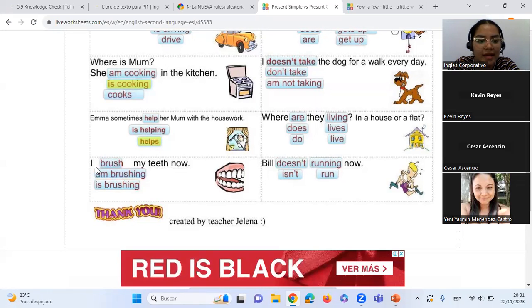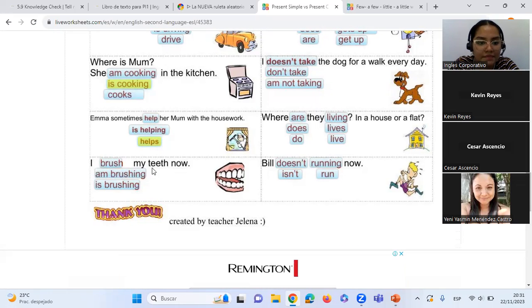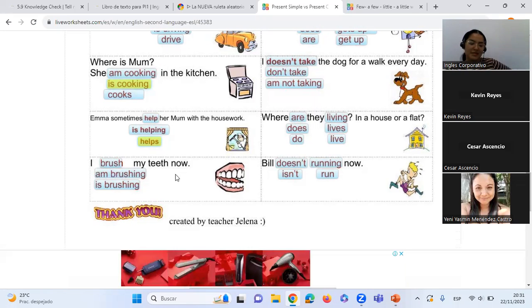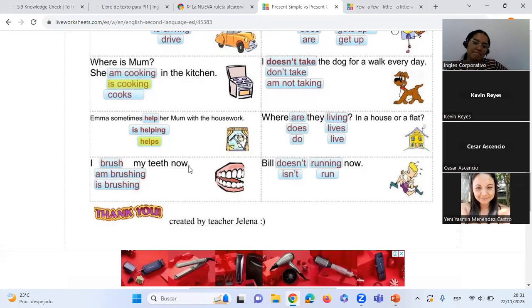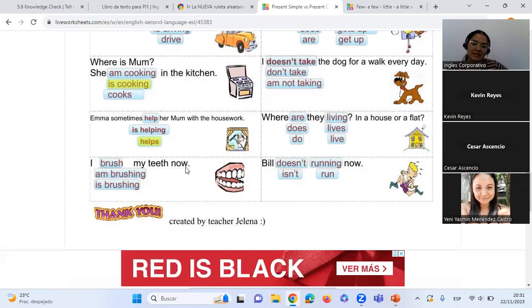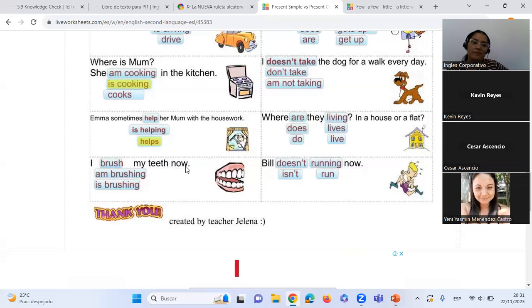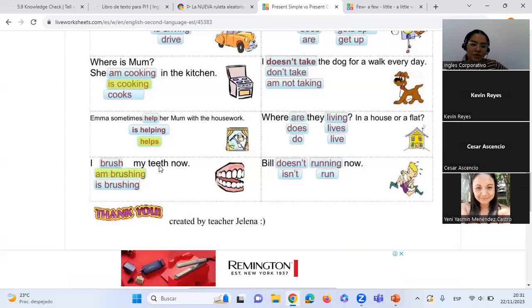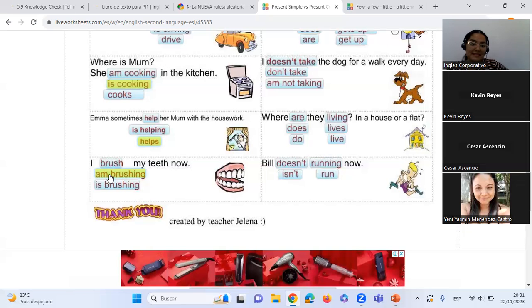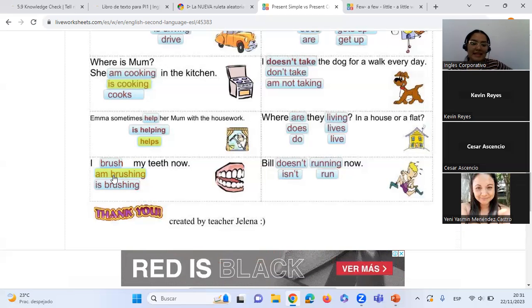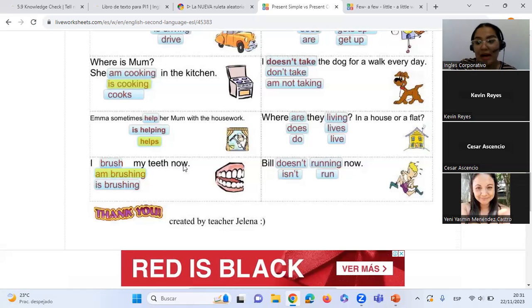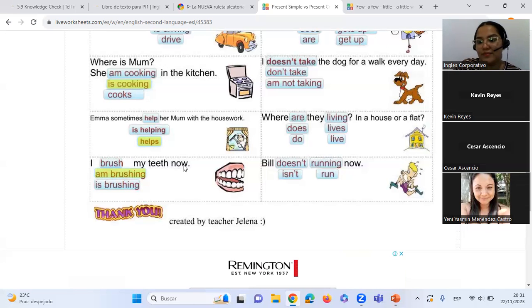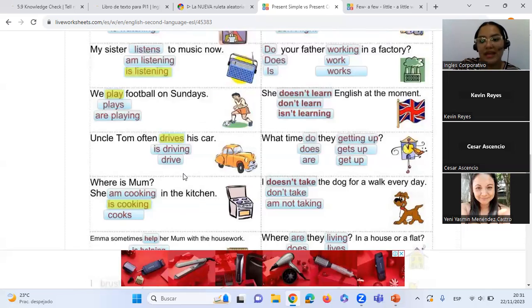And then we have, I brush my teeth now. Cepillo mis dientes. I am brushing. I am brushing my teeth now. In this case, it's brushing because it's now, it's happening right now. Ahorita. It's happening right now.